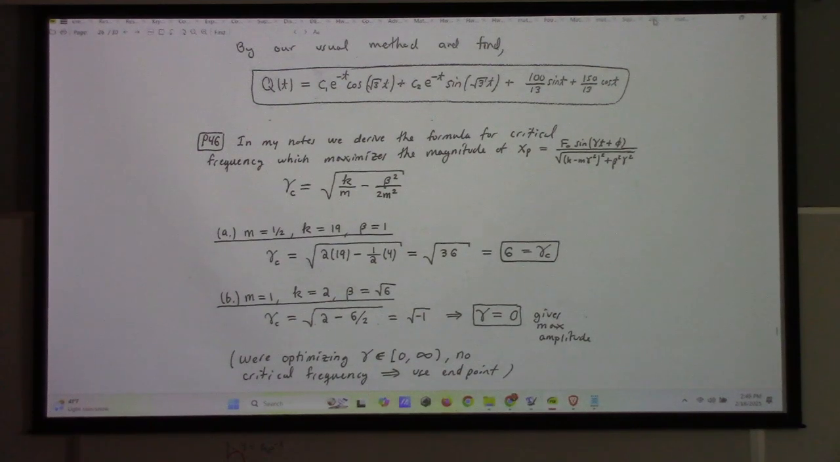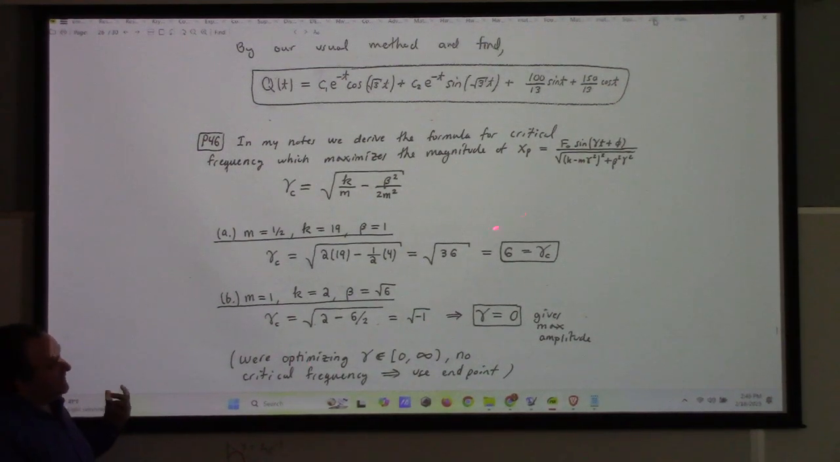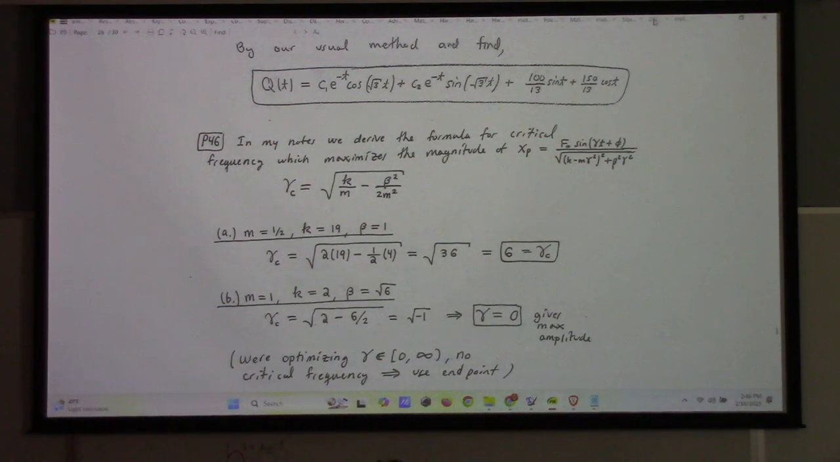Logically speaking, the reason that's happening is we're optimizing this formula right here with respect to gamma being a non-negative frequency. So the domain in question is 0 to infinity, right? We can't have infinite frequency. So the only endpoint to check here really is 0. And so in this context, if there's no critical frequency for positive frequency, then 0 actually ends up giving us the maximum response. Whew.